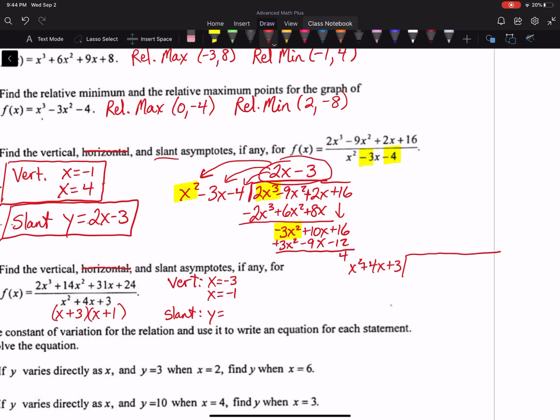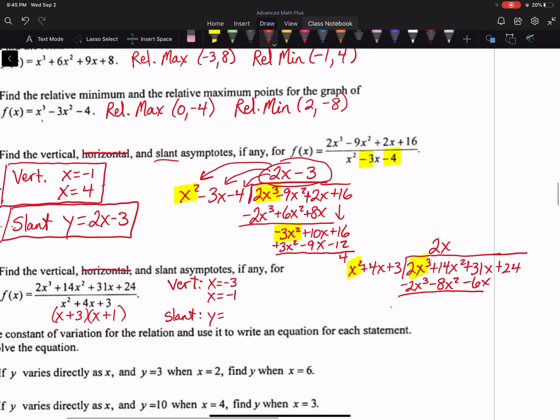And we're going to take that into 2x cubed plus 14x squared plus 31x plus 24. And again, you ask yourself, what times x squared gives you 2x cubed? And just like last time, it's 2x this time. So 2x times x squared is 2x cubed, but you subtract 2x cubed. 2x times 4x is 8x squared, but again, we subtract 8x squared. 2x times 3 is 6x, but we subtract 6x.